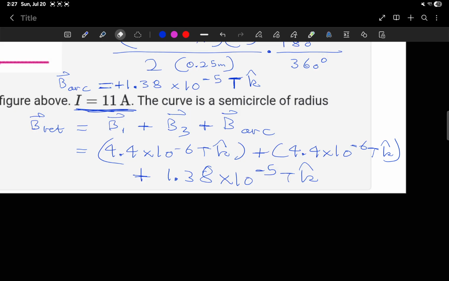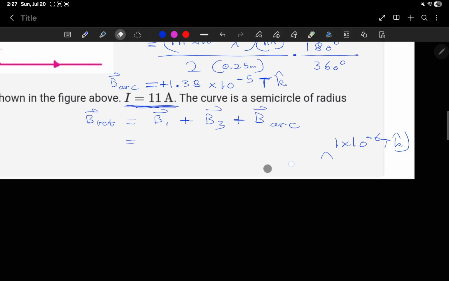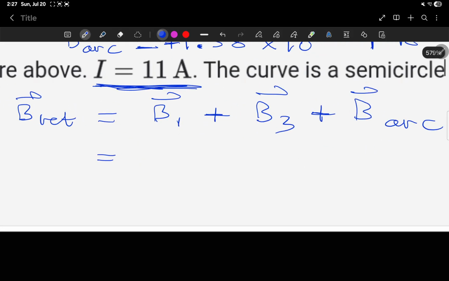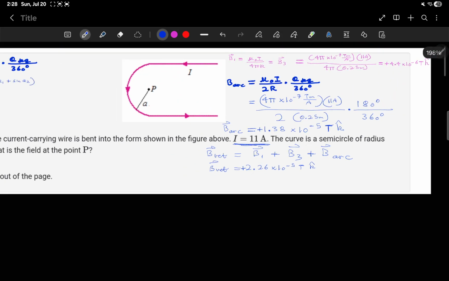Let's see if we get the right answer. I hope we should. And yeah, we do. So the answer for the net magnetic field at point P is 2.26 times 10 to the power negative 5 Tesla in the positive K hat direction. And we're basically done here.